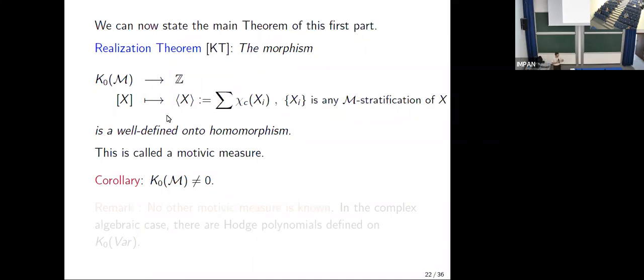So we do have a beautiful, well-defined and non-trivial morphism into Z. We did define a motivic morphism from this Grothendieck ring to Z. And this is what I'm going to use in application, okay?